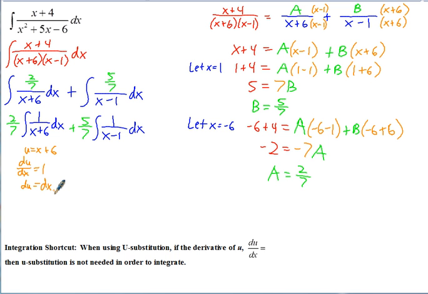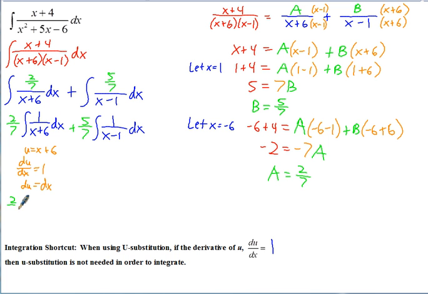And that's a shortcut listed at the bottom. You can use it for all integrals where this is true, but it comes in especially handy on some of these integration by partial fraction problems as a time saver. So, integration shortcut when using u substitution: if the derivative of u, du/dx, equals 1, then u substitution is not needed in order to integrate. So what that means is, if du equals dx, it's not going to change anything about our integral other than the fact that this would become u.